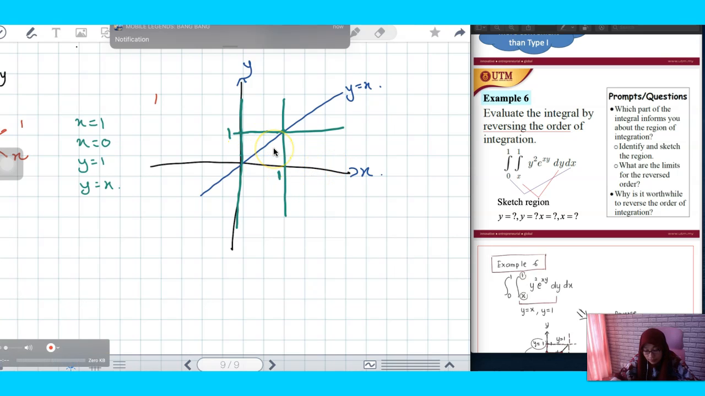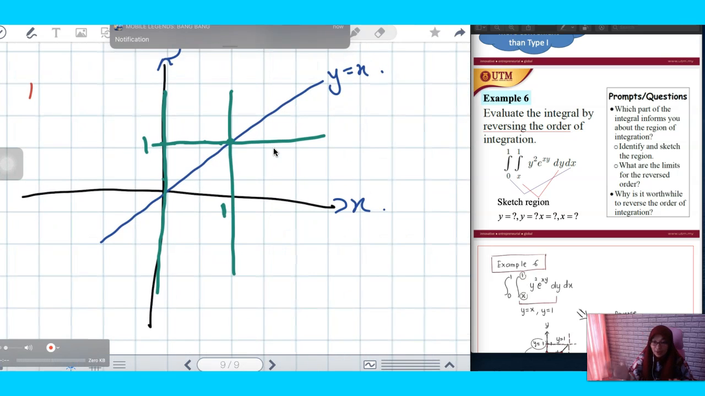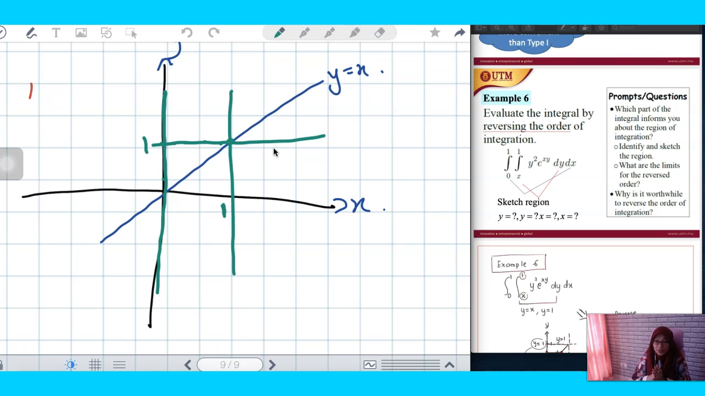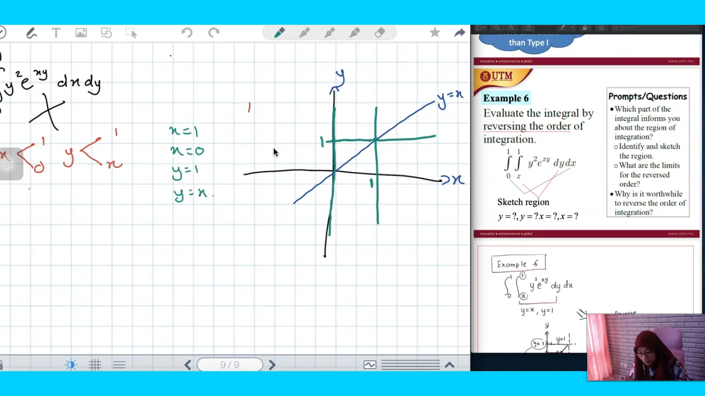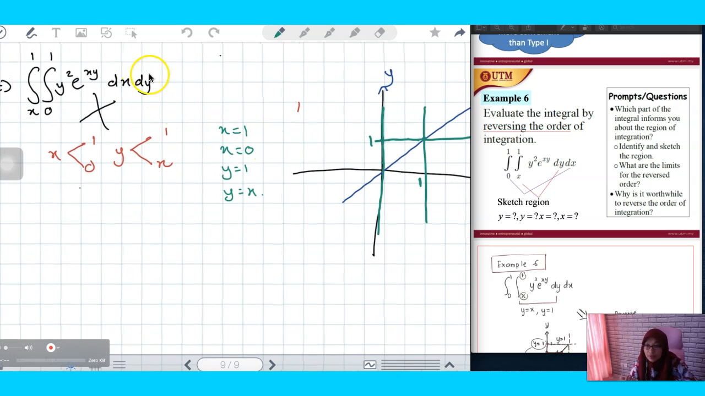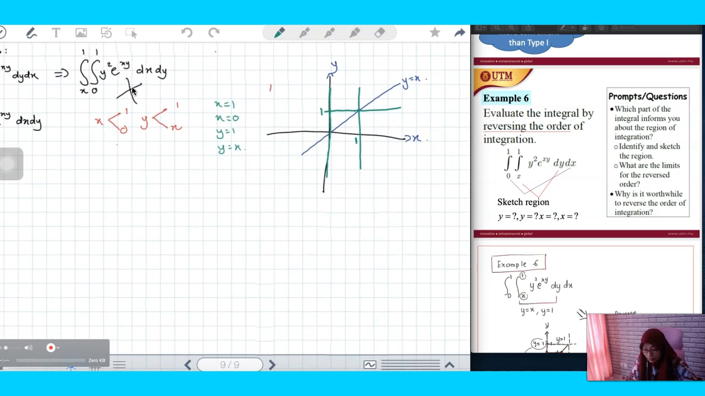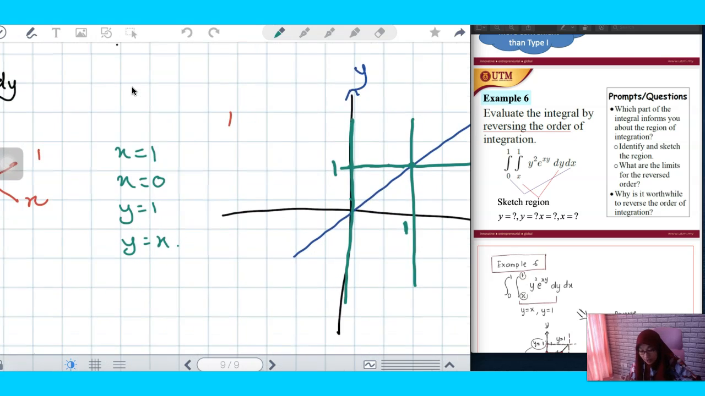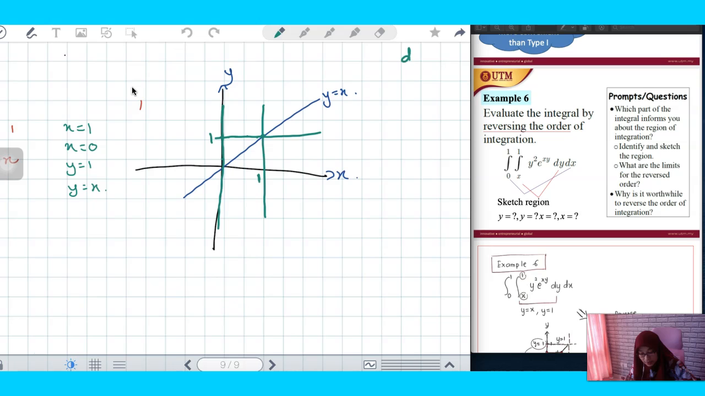Okay, so now I'm sure that you get stuck because you're not sure where is the region that you need to shade, isn't it? To help you in getting the correct region, you need to go back to your given order. So now you have dy dx. The given order is dy dx, which means that x is constant.